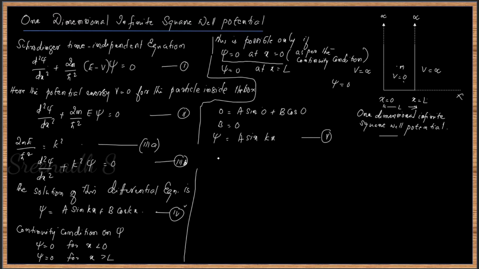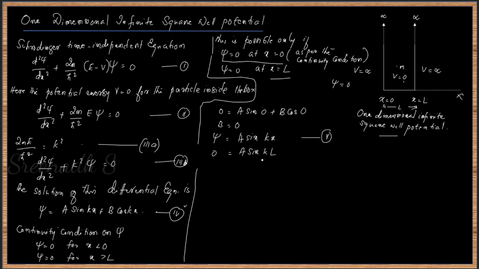Okay. So using again the continuity condition that psi is equal to 0 at x equal to L, we substitute in this equation number 5. That is psi is equal to 0 at x equal to L. So a sine kL. A sine kL is equal to 0.